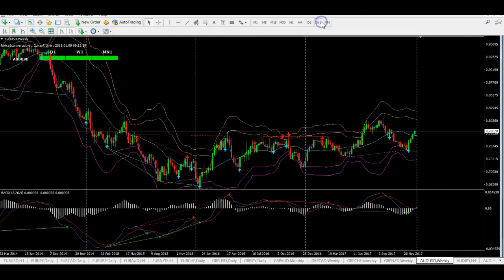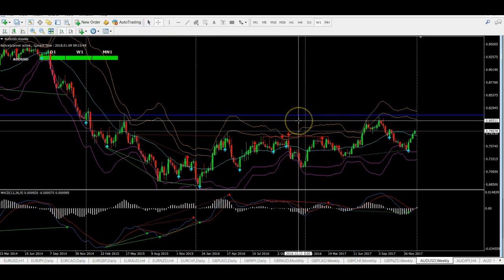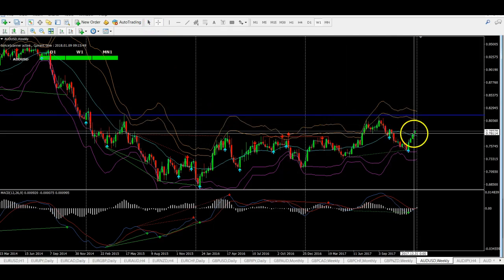Aussie dollar, again rallying hard. Again, you can see we're in this choppy area here on the weekly charts. Got a nice buy down the bottom there just before Christmas. So expect this to continue going up to around the 80 500 area, up to here.